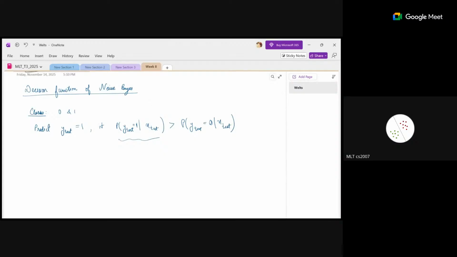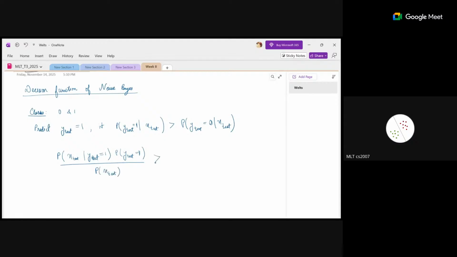Now if I have to predict y test to be 1, then this condition should hold, right? But now from Bayes' theorem, what do we know? We know that the probability of y test equal to 1 given x test, we can write as the probability of x test given y test equal to 1, times the probability of y test equal to 1, divided by the probability of x test.